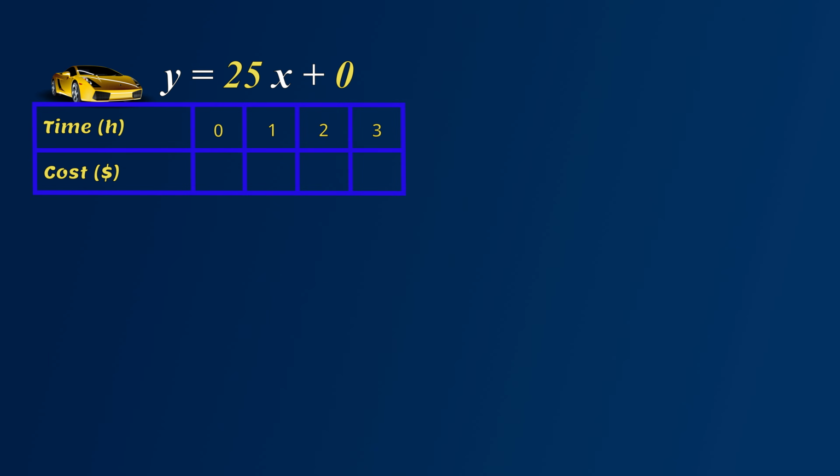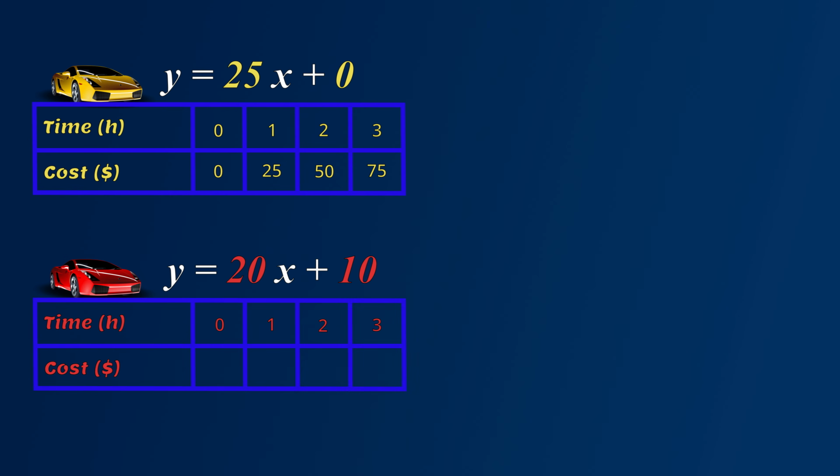Let's construct tables of values and then draw the graphs of these equations. X is the time in hours, Y is the cost in dollars. Let's work out yellow car's rental cost. When you turn on the ignition, it costs nothing at all. After 1 hour, the cost is $25. 2 hours cost $50, 3 hours cost $75.